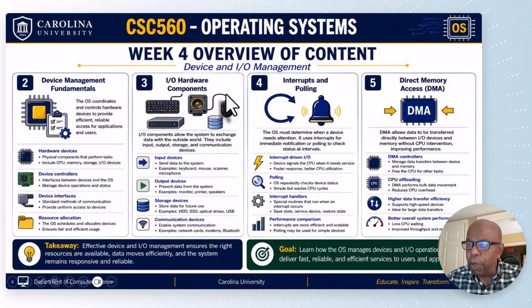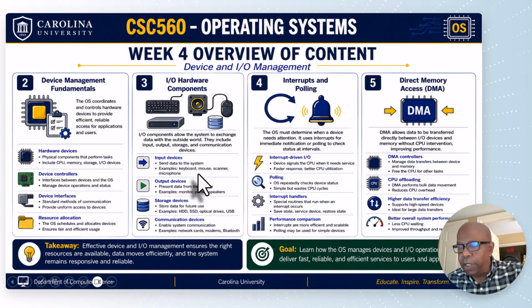As far as the I/O hardware components, here you see we have keyboards and mice. I/O components allow the system to exchange data with the outside world. They include input, output, storage, and communication devices. Input devices send data to the system. That's where we're bringing things into the operating system, into memory, so that our program can actually use it. Output devices present data from the system. We're pushing things out.